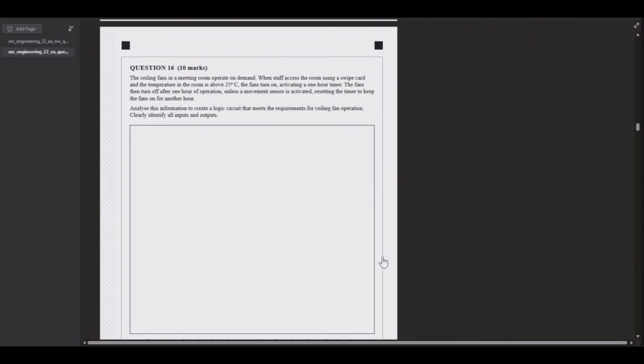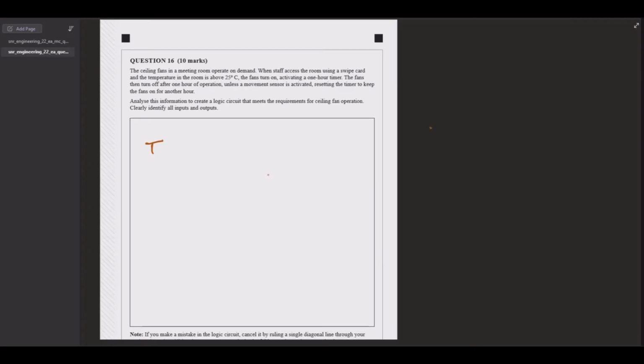Okay, so this is probably the worst logic circuit question QCAA has done. So generally you'll put like a sensor here, right? But for this one you're going to need to actually draw a box, label it with a sensor, and write a condition in it, potentially.